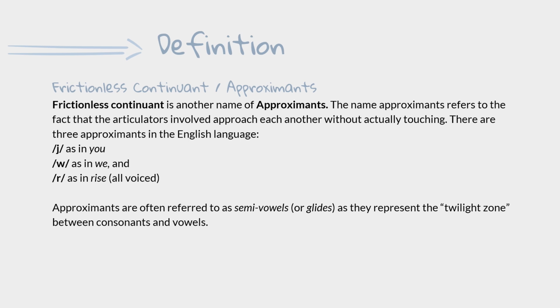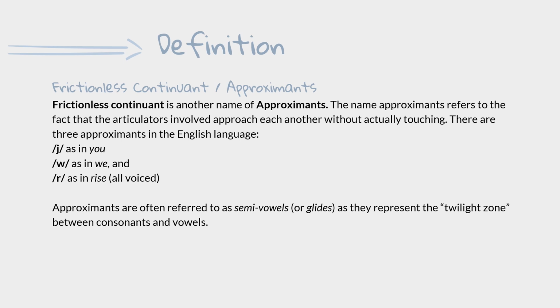The y sound is pronounced without blocking the airstream, which makes it like a vowel. However, the y sound doesn't form a syllable, and that makes it a consonant. You can call the y sound a semivowel. Same as the y sound, the w sound is also made without blocking the airstream, and it's pronounced more like a vowel. The w sound is also a semivowel.